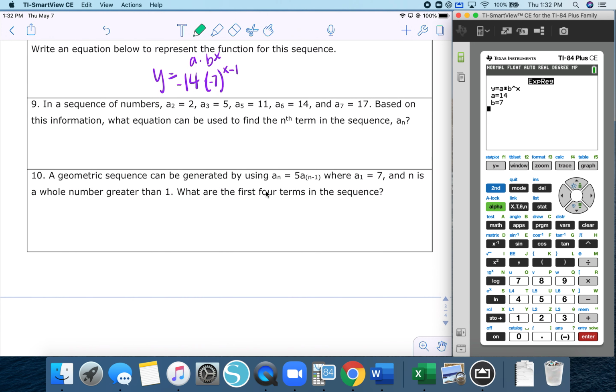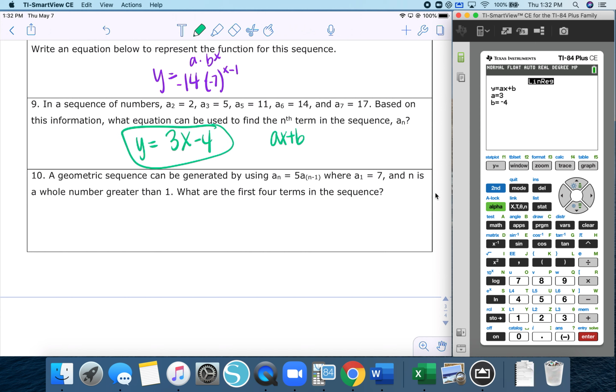Number 9, we have a sequence of numbers. A to the 2 is 2, A to the 3 is 5, A to the 5 is 11, A to the 6 is 14, and A to the 7 is 17. Based on this information, what could be used? So this, again, will be given to you. Remember that we put the little numbers in L1 and the big numbers in L2. And then this one should be linear. And so that printout would be given to you, and you have to write it in ax plus b terms, which would be 3x minus 4.